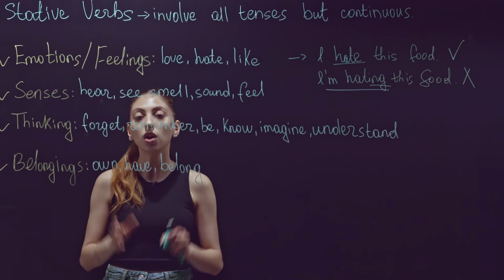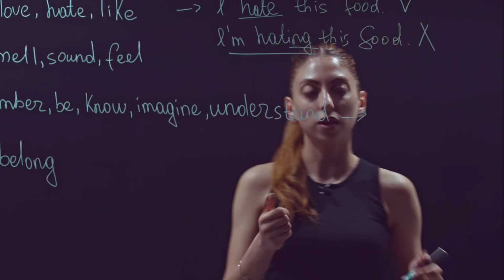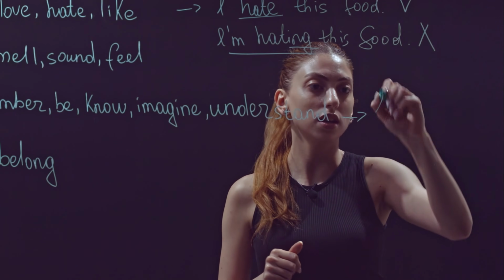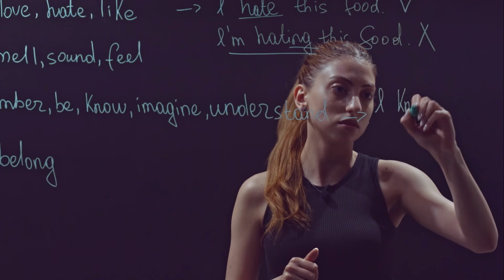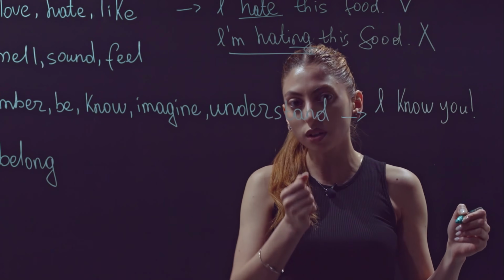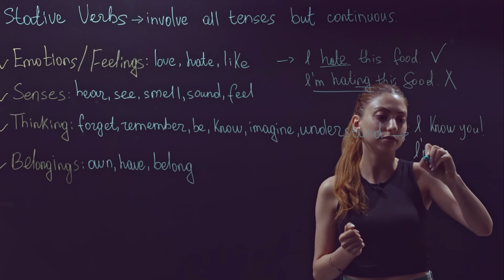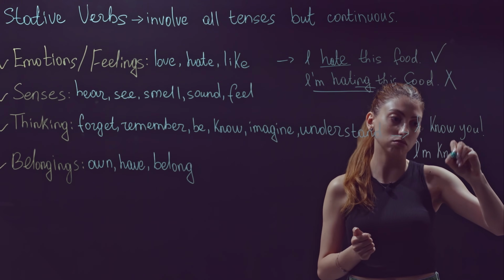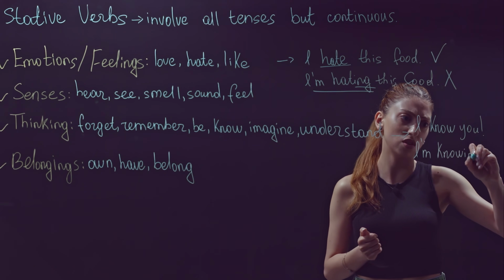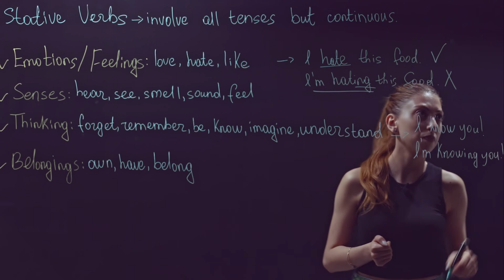Okay, again, you can't use these words or these verbs with the ing form. For example, you can say, "I know you." Oh, I know you. But you can't say, "I'm knowing you." It's not right. No one says things like that.